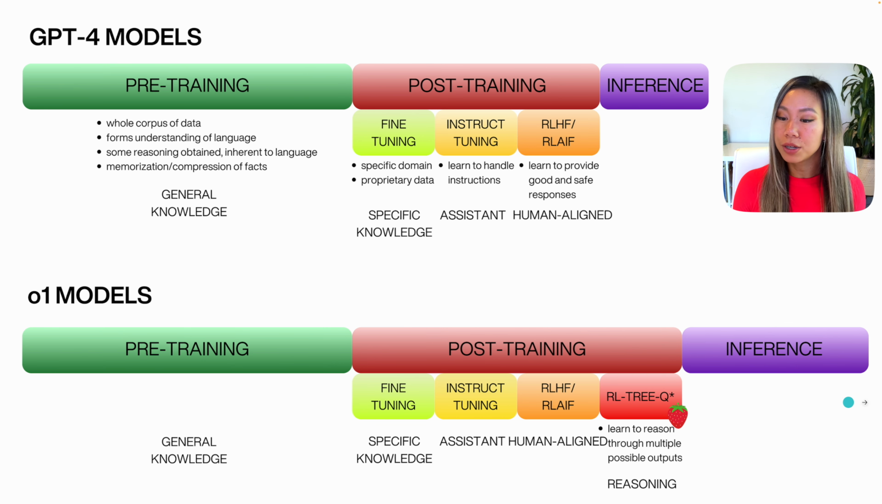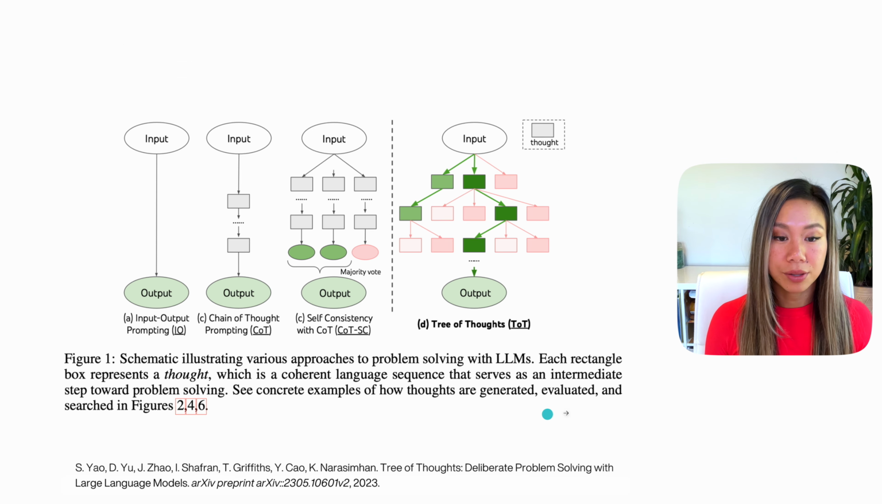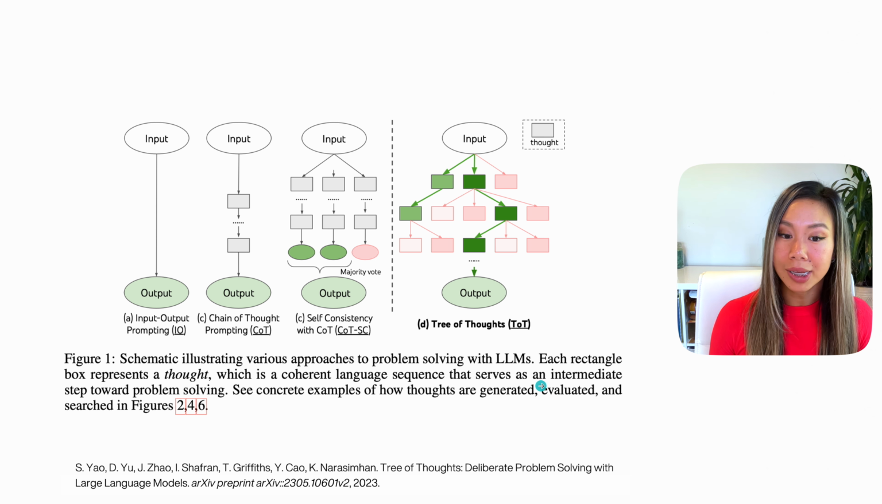Moving on to inference, you'll notice that the inference here is longer than in GPT-4. Let's understand why that might be through these visual diagrams. So this here is from a recent research paper that illustrates the 4 possible ways an LLM can problem solve and then respond to you.